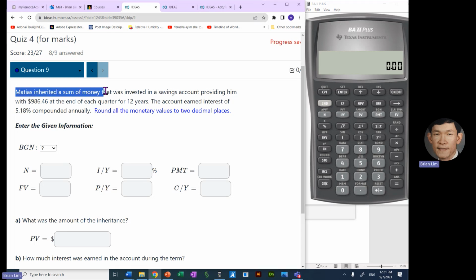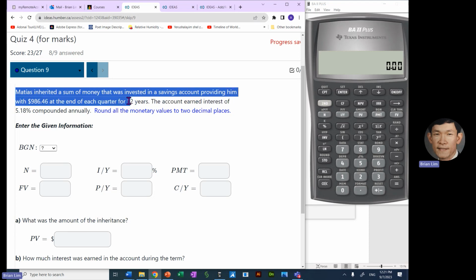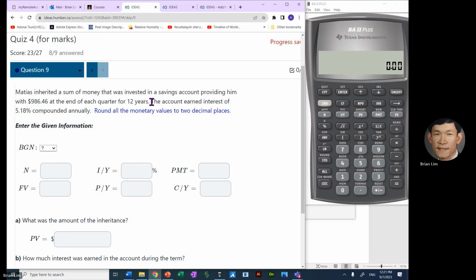Matthias inherited a sum of money that was invested in a savings account, providing him with $986.46 at the end of each quarter for 12 years. The account earned interest of 5.18% compounded annually. Round all the monetary values to two decimal places, and here we go.